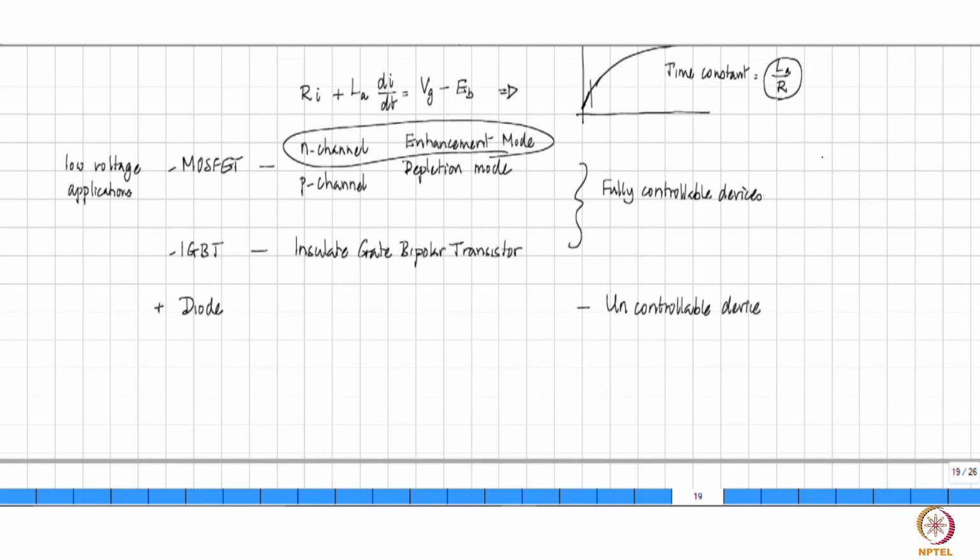The enhancement mode N channel FET is represented by a symbol like this. And this terminal is called the gate. This terminal is called the drain, and this is called the source. The IGBT is represented by a symbol like that. So this is called the collector, emitter, and gate.